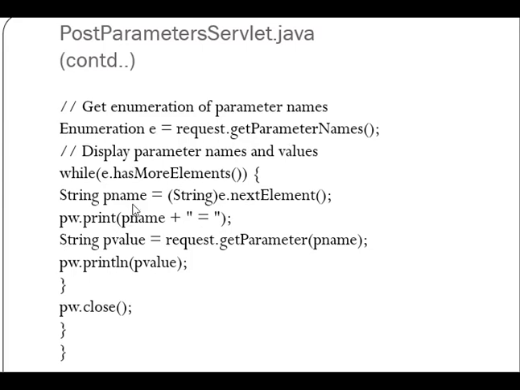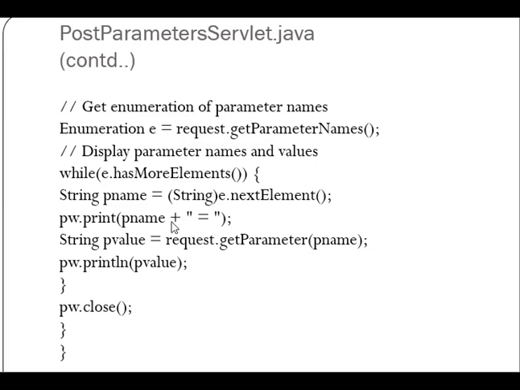Using this while loop, we are iterating over all the parameter names, storing them temporarily in pname, and using this pname we call request.getParameter. Now the value will be extracted and we can print it. So we are first extracting all the parameter names, then we iterate over that enumeration. On each parameter, we extract its value, using the getParameter method on the request object. Once we have the value, we can print it.